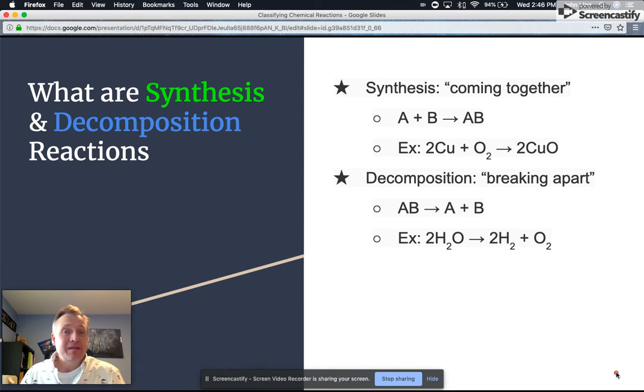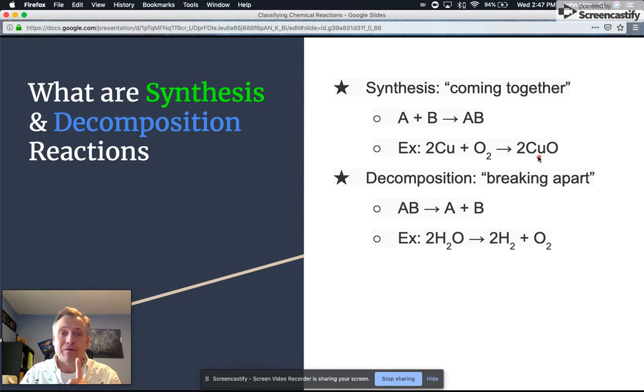Next is synthesis and decomposition. And I kind of group these together because they're kind of like the same thing forwards and backwards. Synthesis literally means coming together. So it's when you take two separate things, an A and a B, you react them and you get an AB, which is a different thing altogether. But it's combining those two into one molecule. An example of that would be combining 2 copper atoms plus oxygen to get copper oxide.